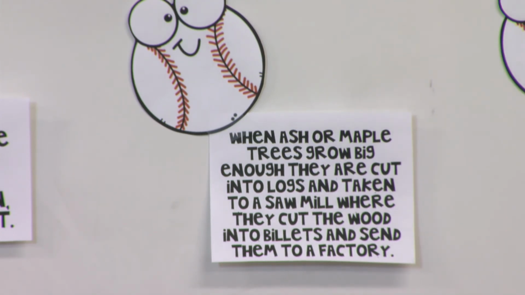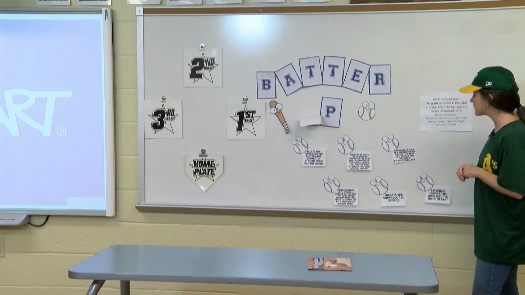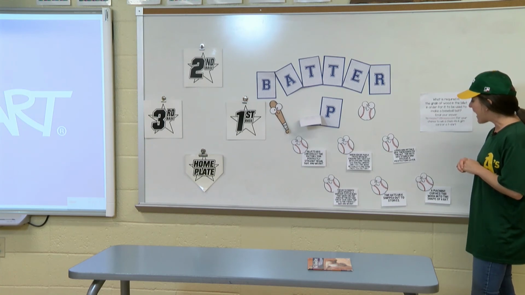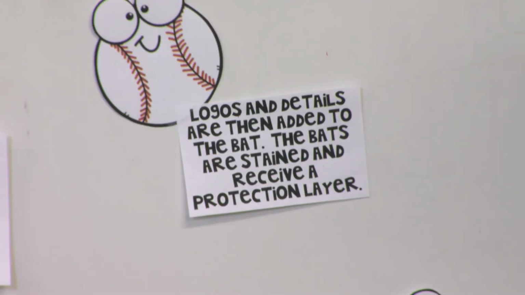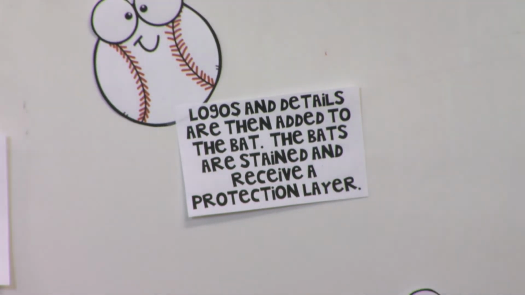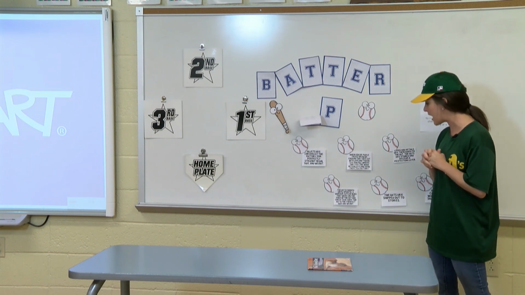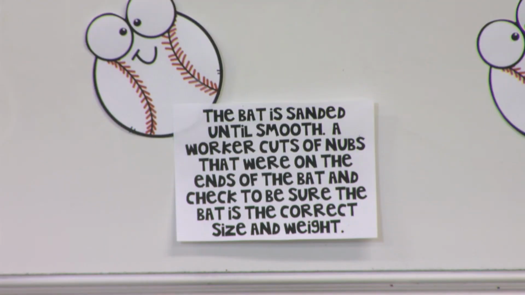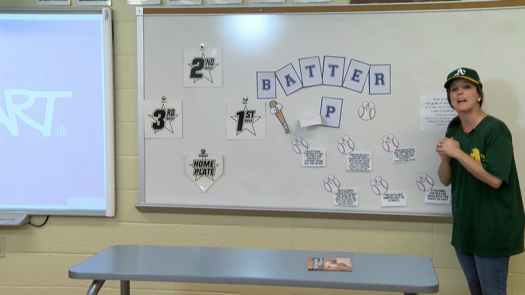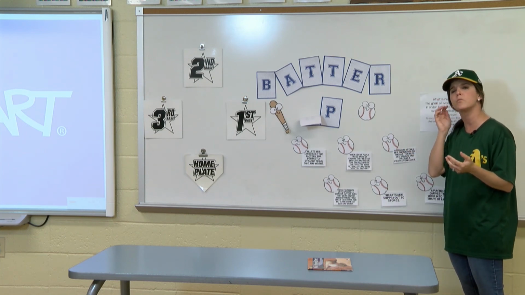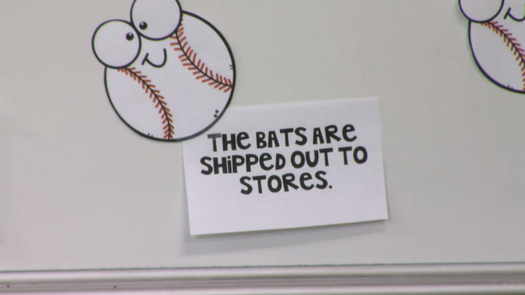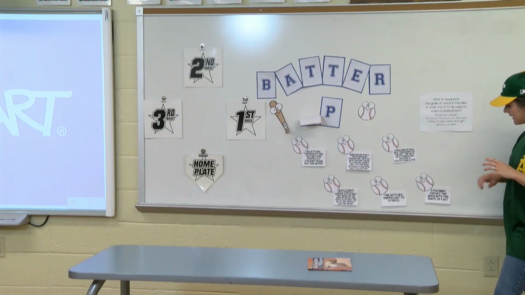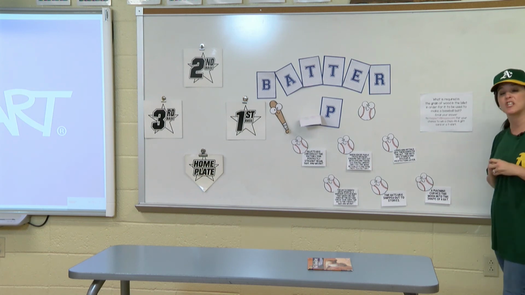Because you can start thinking about these as I read them to you. Logos and details are then added to the bat. The bats are stained and receive a protection layer, okay? Another one says the bat is sanded until smooth. A worker cuts off the nubs that were on the ends of the bat and checks to make sure it's the correct size and weight. Okay, the next one says the bats are shipped out to stores. When did that happen in our story? When were they shipped out to stores? Think about that. And then the last event is a machine carves the wood into the shape of a bat.